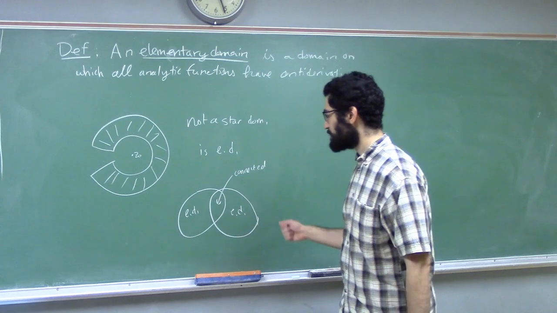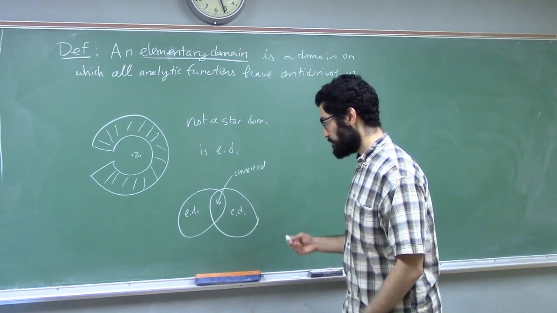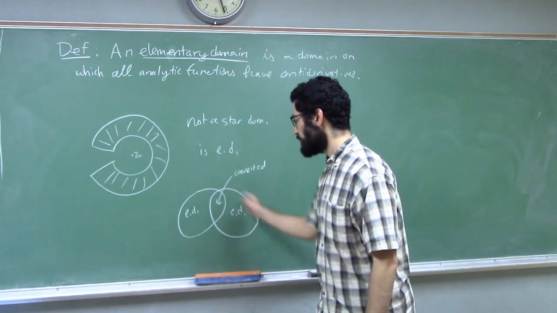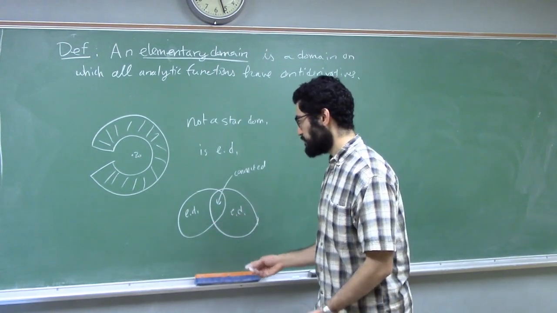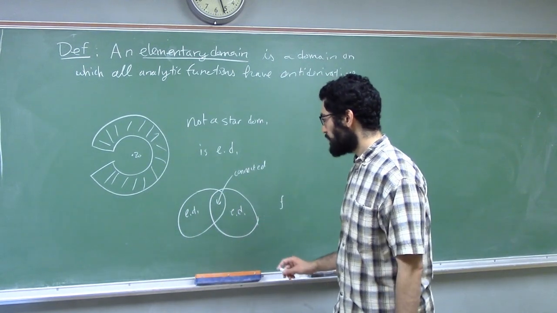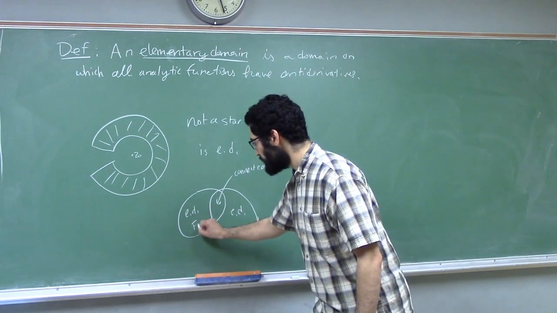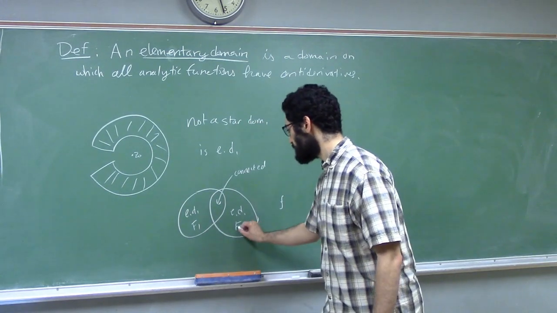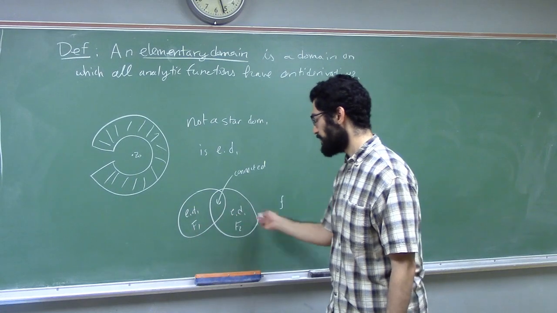I'll let you read it in the textbook, but basically the idea is if you have an analytic function on the union, so an analytic function little f defined on the union, then it has an antiderivative on here, because this is an elementary domain, and an antiderivative on here, because this is an elementary domain, so big F1 and big F2.